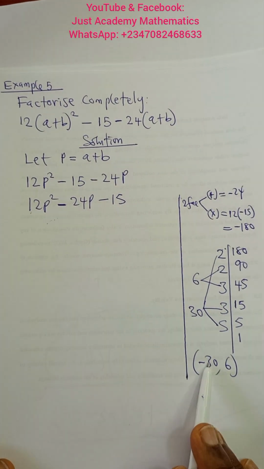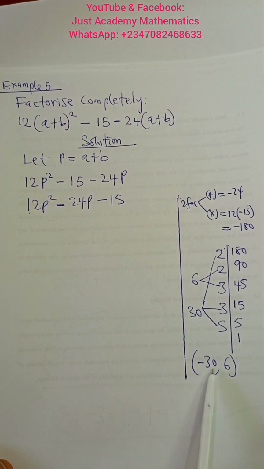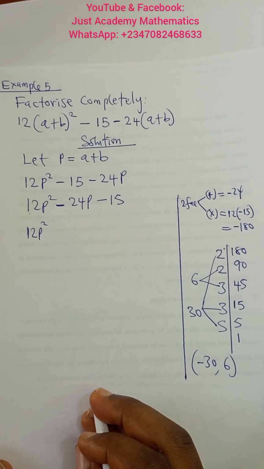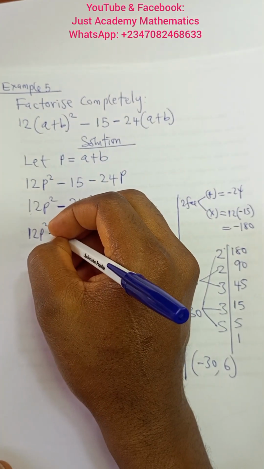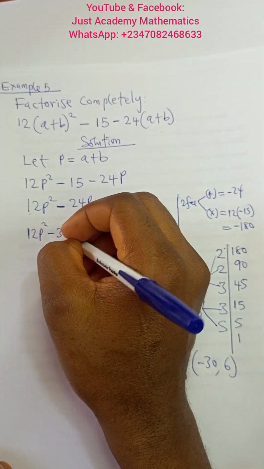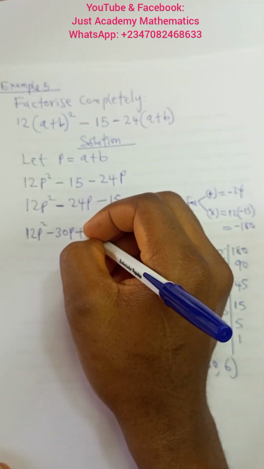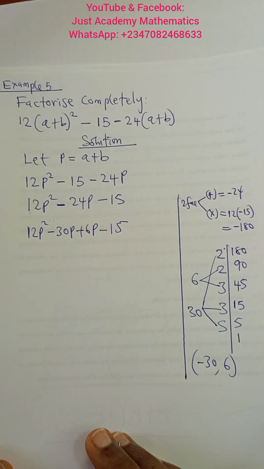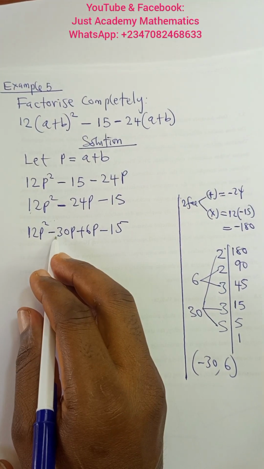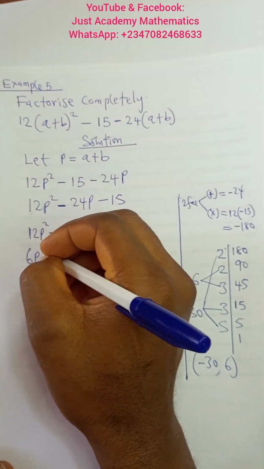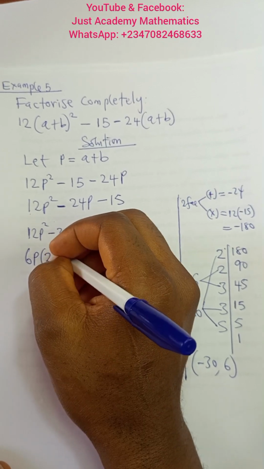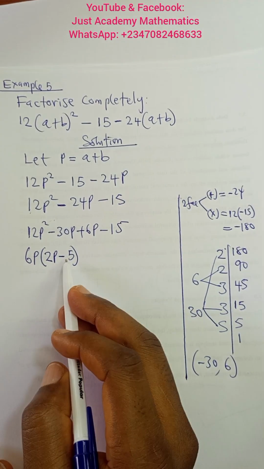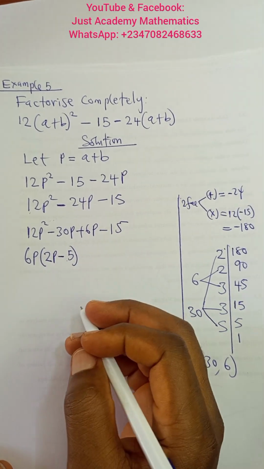We have done that. So we'll replace this 24 here with these two factors. So here we now have 12p squared. In the place of 24, we'll write minus 30p plus 6p minus 15. So we'll factorize in pairs. In this first pair, what is common? 6p is outside. If 6p is out, what will remain? 2p remains. And what will remain here? Minus 5, because 6p times minus 5 will give us minus 30p.